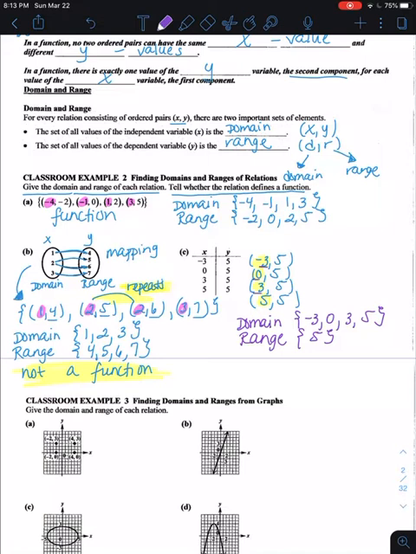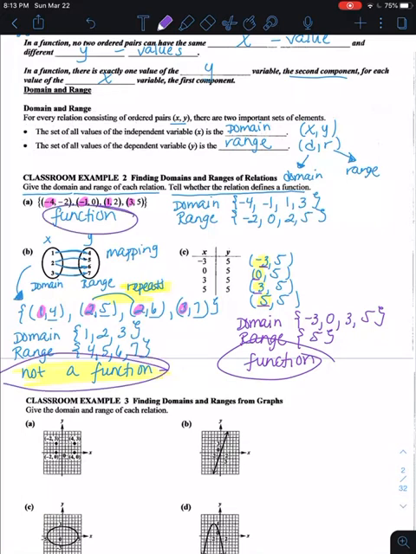Because -3, 0, 3, and 5, they're all distinct. They're all different numbers. That means that this is a function because none of those values repeat. So this is a function. So function, this is not a function, and this was a function. All right, so hopefully you have a clear understanding of what a function is.